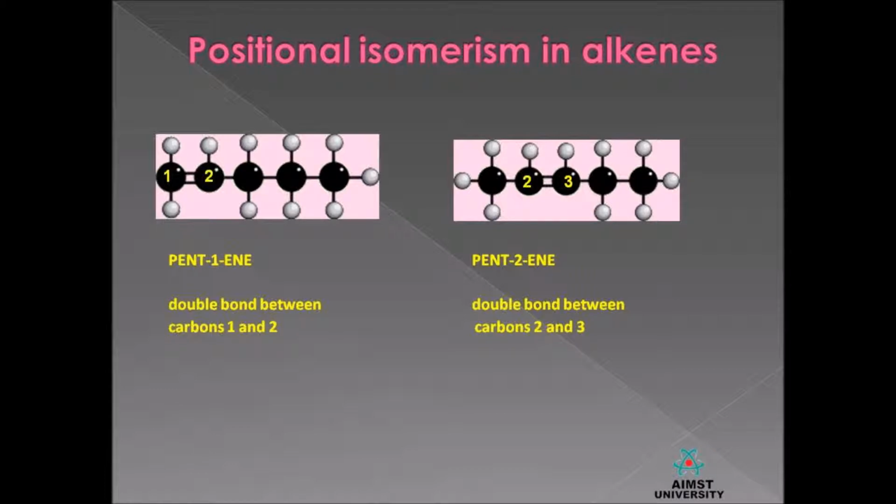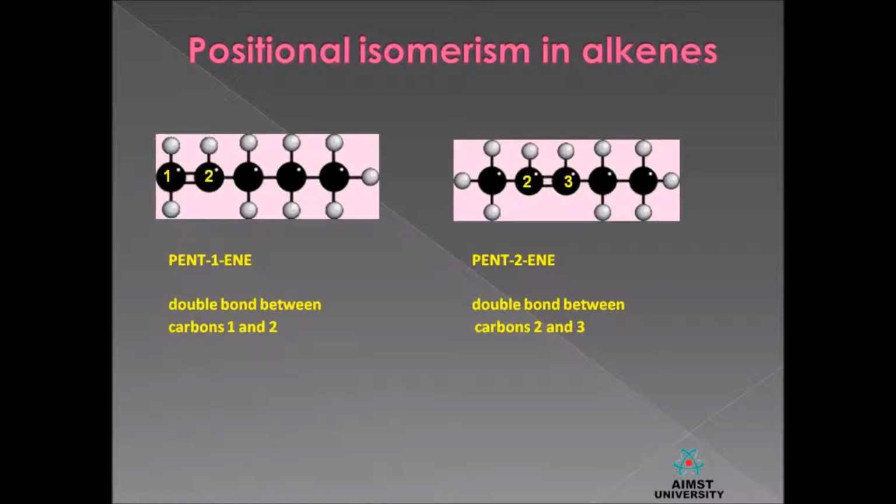When we look into the example of positional isomerism in alkenes, we have the best example, pentene. A minimum of 5 carbon atoms is expected to show positional isomerism in alkenes. A carbon chain of 4 carbons is not an example of positional isomerism in alkenes. In the first example, on the left hand side, it is pent-1-ene, showing that the double bond is in between the first and second carbon atoms.